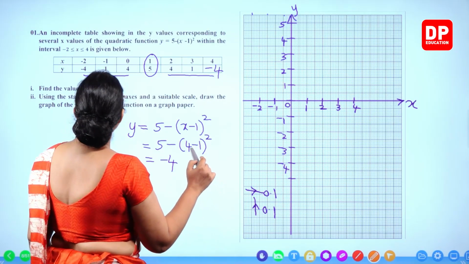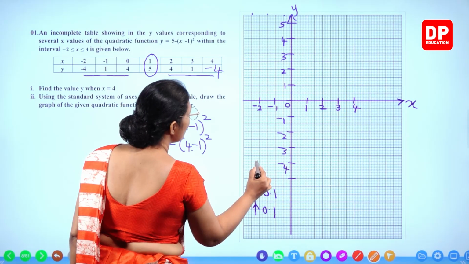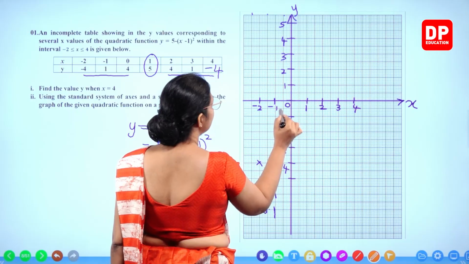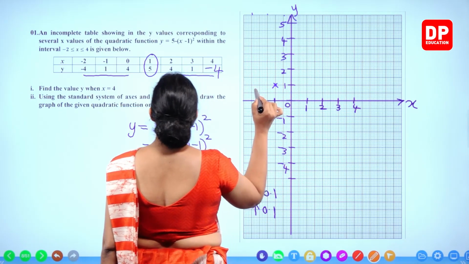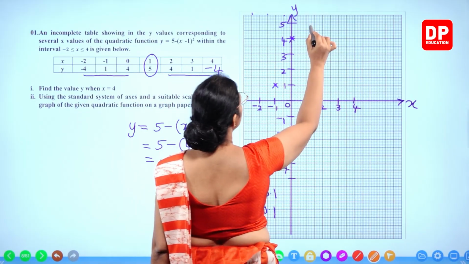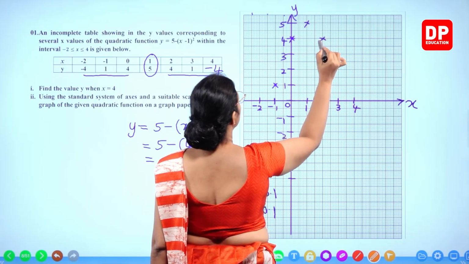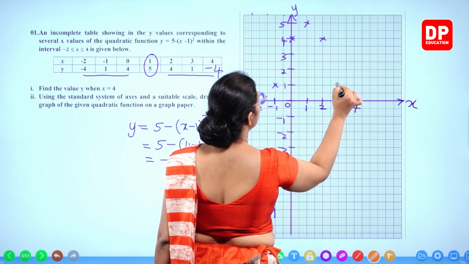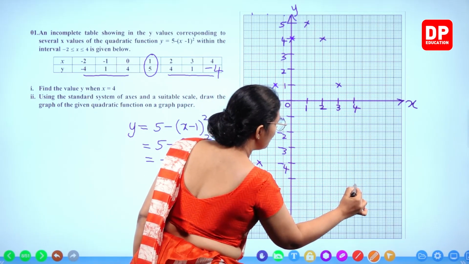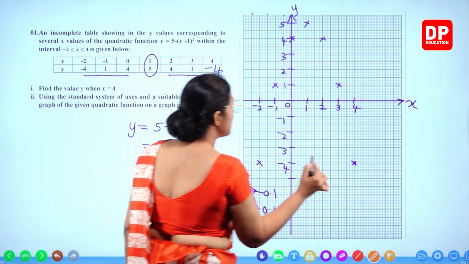Now we'll mark the points: minus 2, minus 4. Minus 1, 1. 0, 4. 1, 5. 2, 4. 3, 1. And 4, minus 4. 4, minus 4 is here.